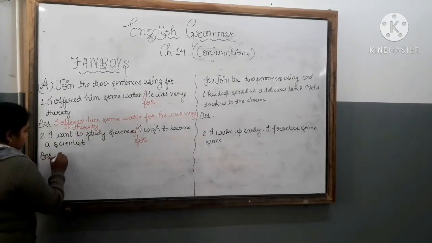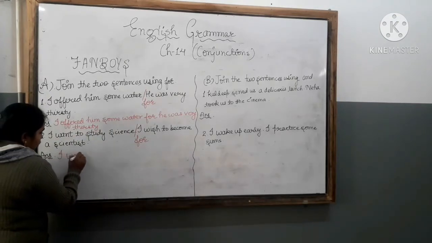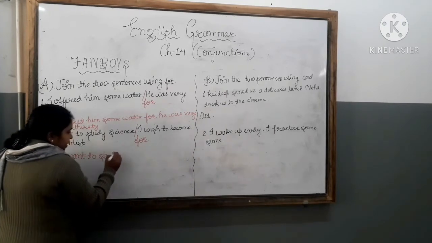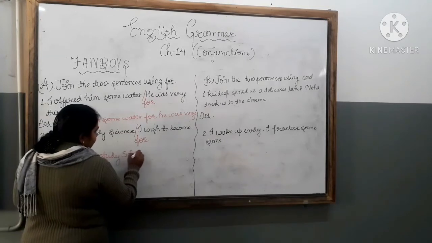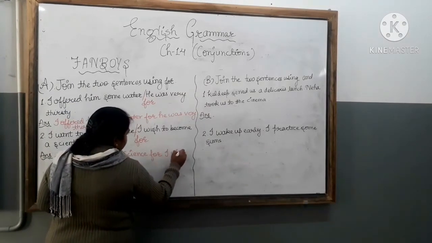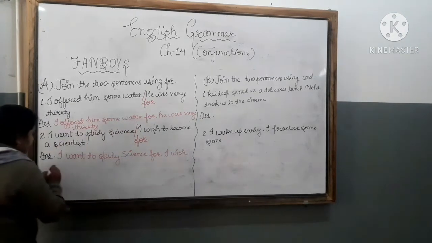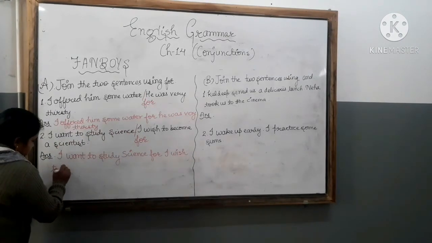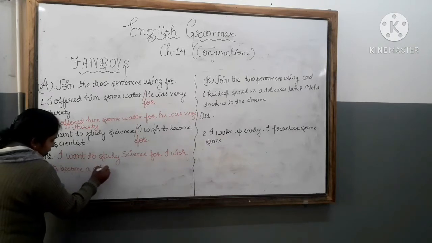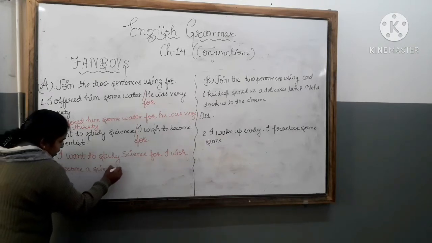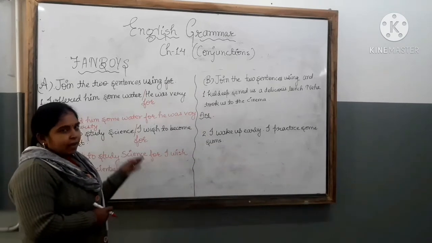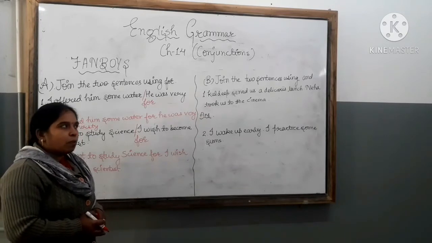So the new sentence will be I want to study science for I wish to become a scientist. Okay, so in this manner you will write the other sentences also in your notebook.